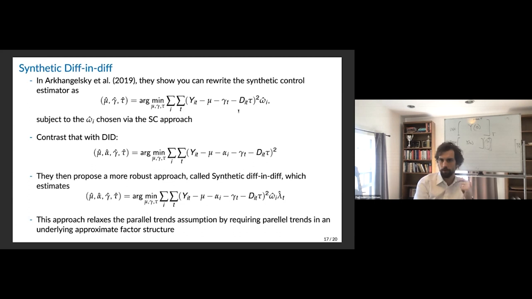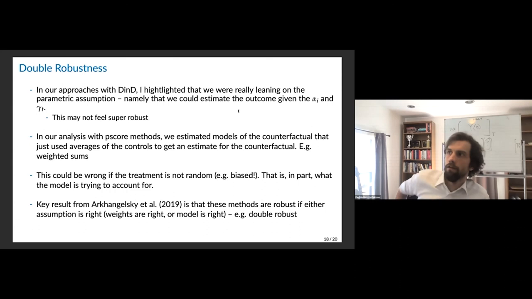Now, the reason why there's some appeal to this is that, remember when we were talking about difference in difference, I highlighted that we were really leaning on the parametric assumption. So the idea that we could estimate the outcome given that we knew this factor structure of alpha_i and gamma_t, we imposed this factor, this is a version of a factor model, right? We said there was an additive alpha and an additive gamma, that we assume that, and then it works.